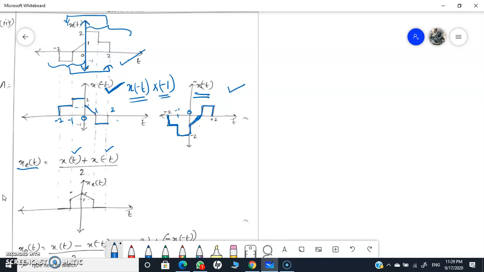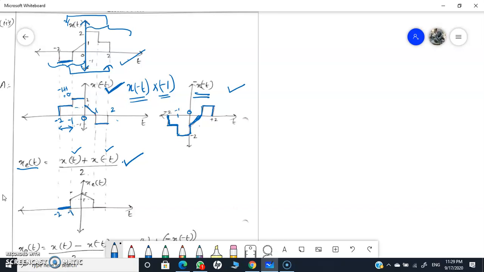Now first of all I am going to find the even signal, that is equal to x of t plus x of minus t by 2, given by this equation. So in order to take the sum, I need to consider it interval wise. Okay, so first I am going to consider the interval minus 2 to minus 1. Here the amplitude is 1 and here the amplitude is minus 1. So minus 1 plus 1 will give you 0. So I will be getting an amplitude 0 at the output. So output from minus 2 to minus 1 is 0.